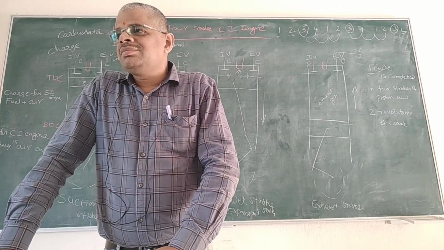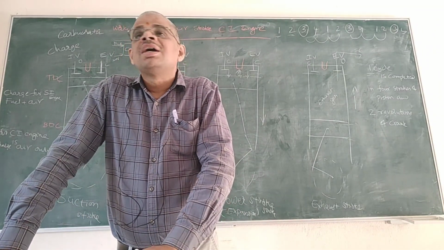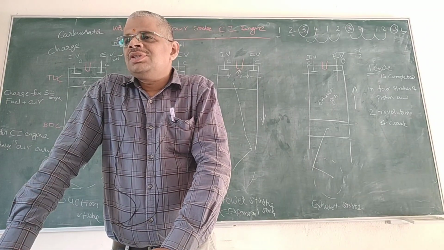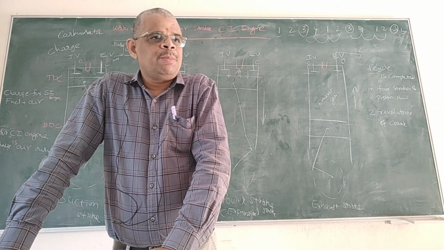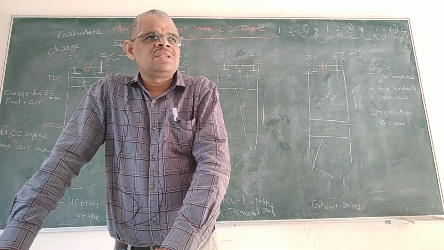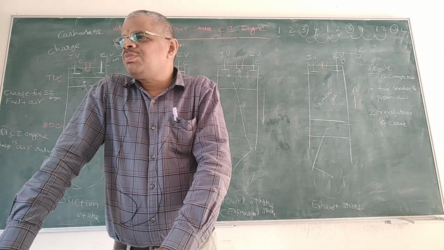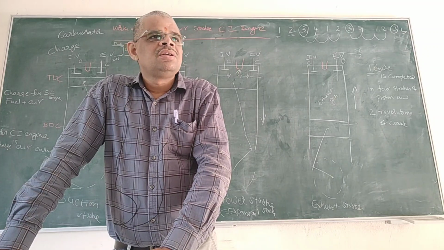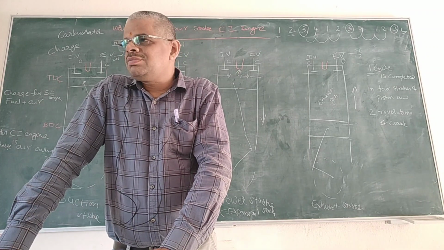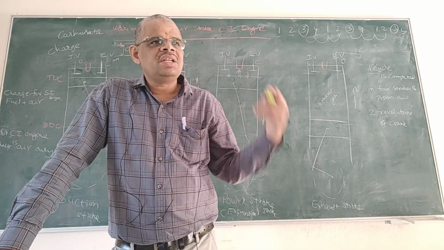Now, CI engine. C means compression ignition engine. So why is this called a compression ignition engine? Here the ignition, that means the initiation of the combustion process, is done due to the compressed charge. So we will discuss in detail.